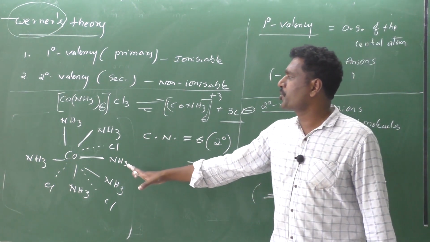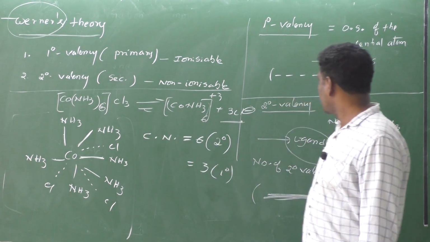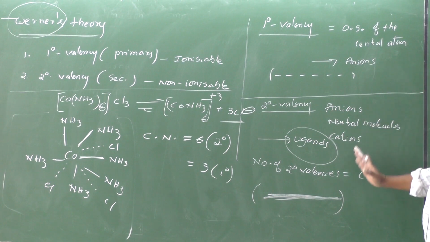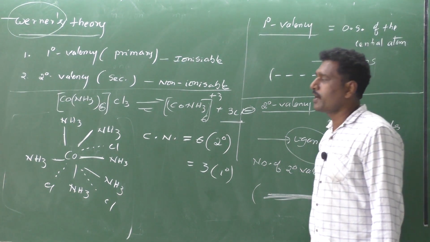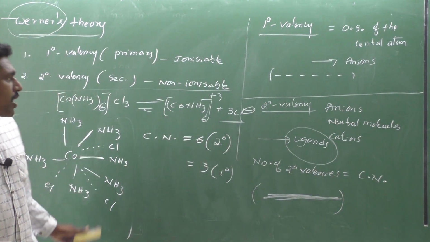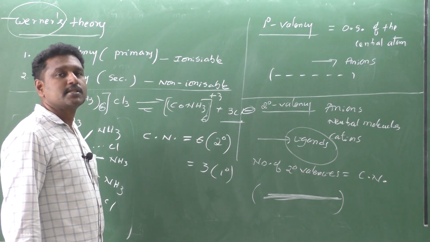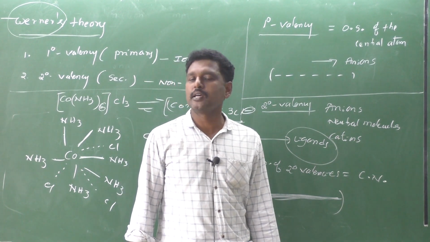We will observe the structure of Co(NH3)6 Cl3. Here the 1 degree valency is equal to the oxidation state of the central atom, and the 2 degree valency is equal to the coordination number of the central atom. Therefore, the coordination number is 6 and the 1 degree valency is 3. This is about Werner's theory of complex compounds.